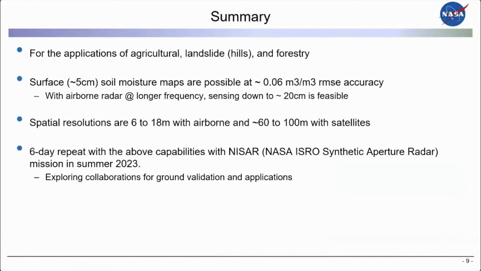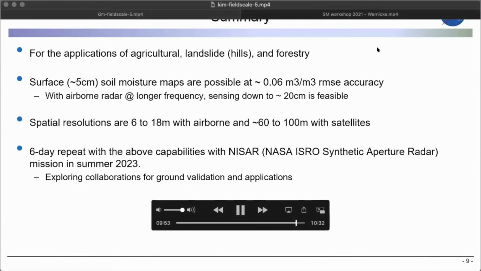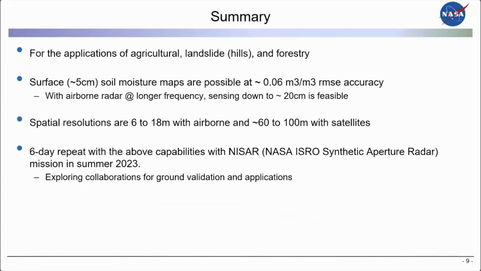So I'll make a summary. In this talk, for applications of agriculture and landslide over topography and forestry, we demonstrate that surface soil moisture maps are possible at 0.06 cubic over cubic RMSE accuracy, and that's the surface from top to about 5 centimeters. With airborne radar at longer operating frequency, we expect that the sensing depth goes down to 20 centimeters or even deeper when it's dry, which approaches the root zone.